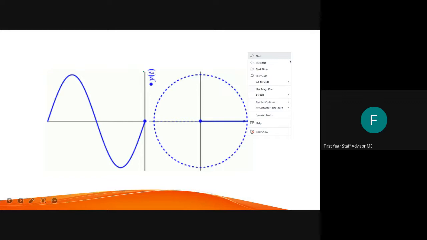Here also you can see the length of the phasor. What is the length of the phasor? It is the peak value of the waveform, and it is also at the position 0.